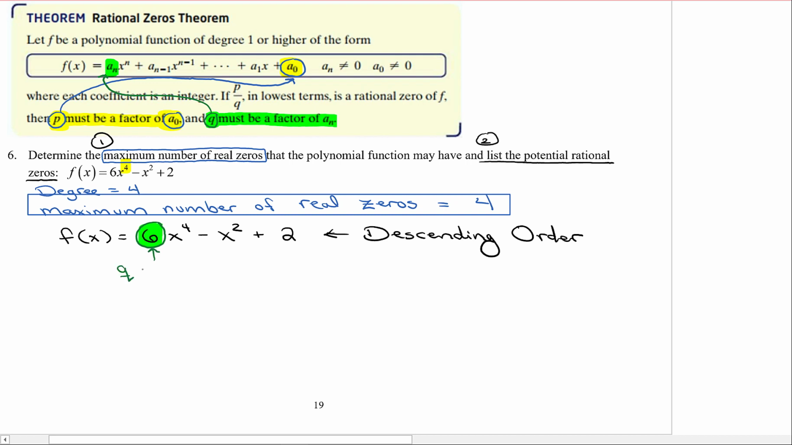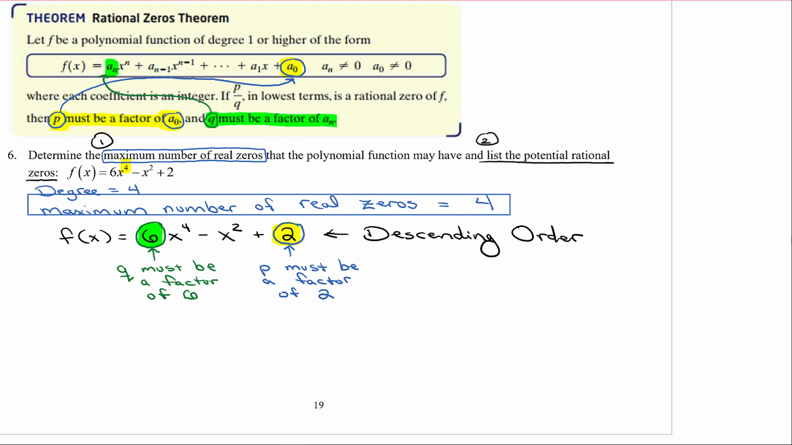So q must be a factor of 6, and we're basically going to come up with every single factor of 6. And 2, that's your a sub 0. So p must be a factor of 2. You're going to list out all the factors of 2, and that's going to represent your p values.